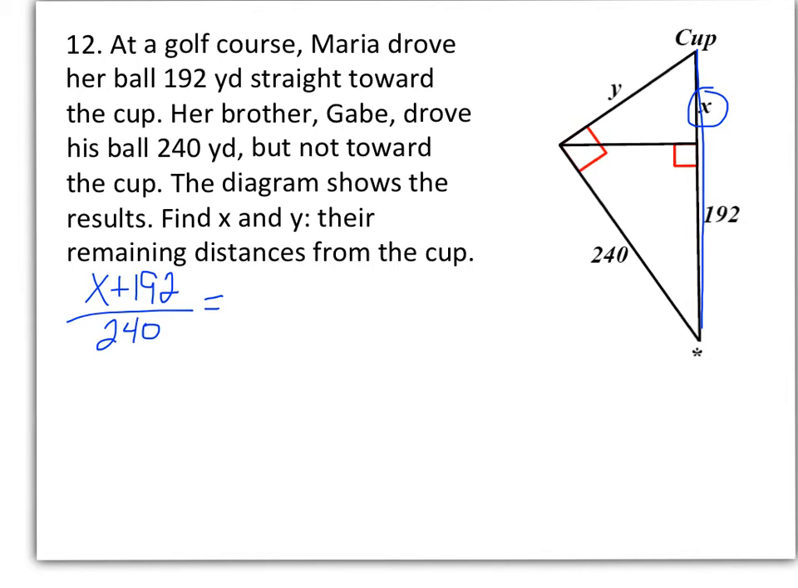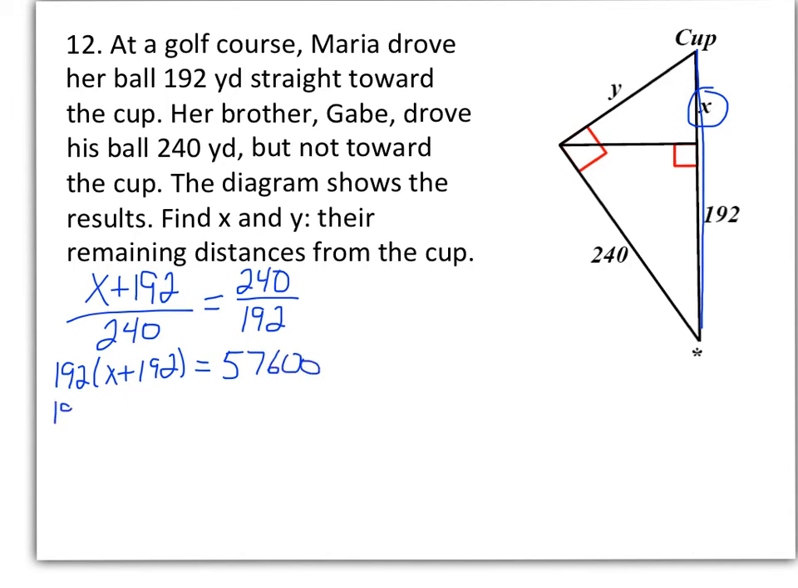Now, in my medium triangle, I know the hypotenuse and larger side. The hypotenuse is 240. Larger side is 192. Then take the cross product. So we have 192 times x plus 192 equals 240 times 240, or 57,600.